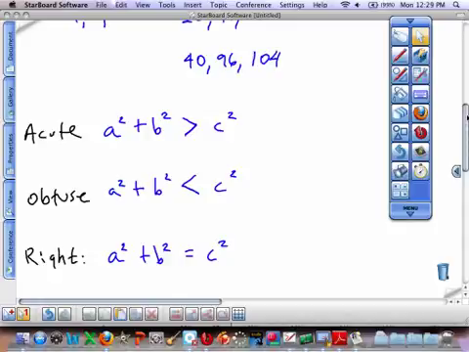So our first task is to practice whether or not the three lengths are a right triangle. If they're not right triangles, what type of triangles are they? Okay, that's what I'm going to add in there for this. It doesn't actually tell you that in the instructions.